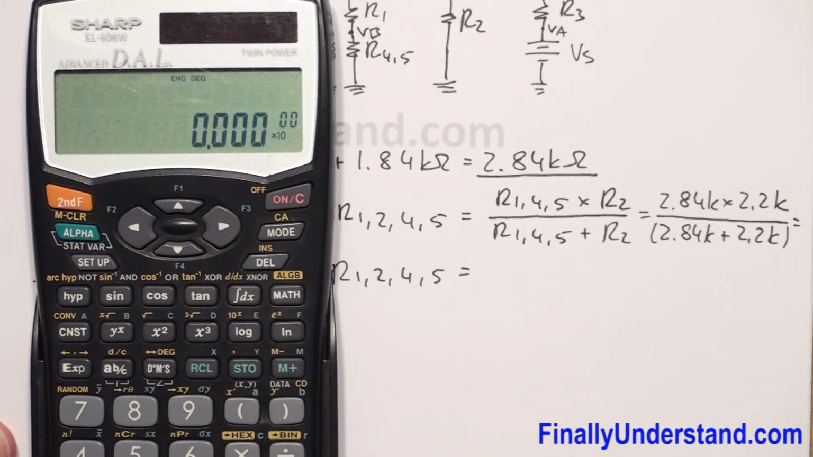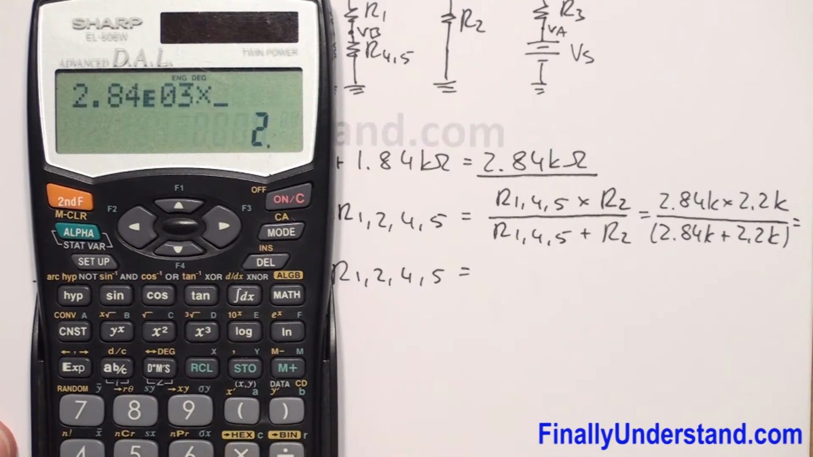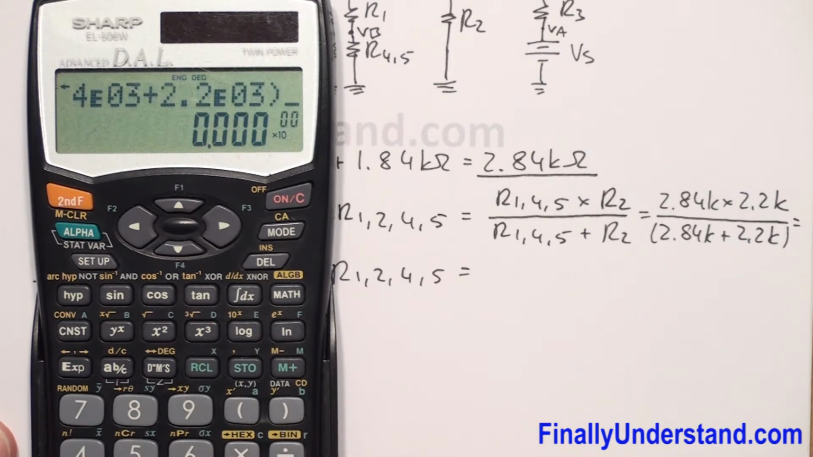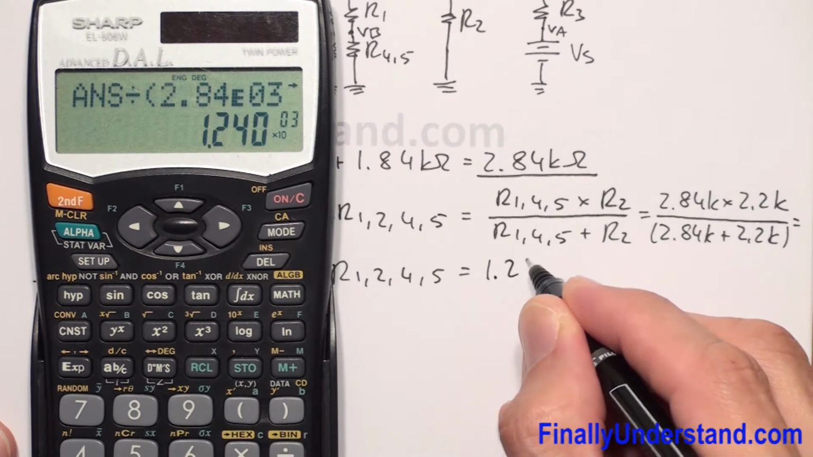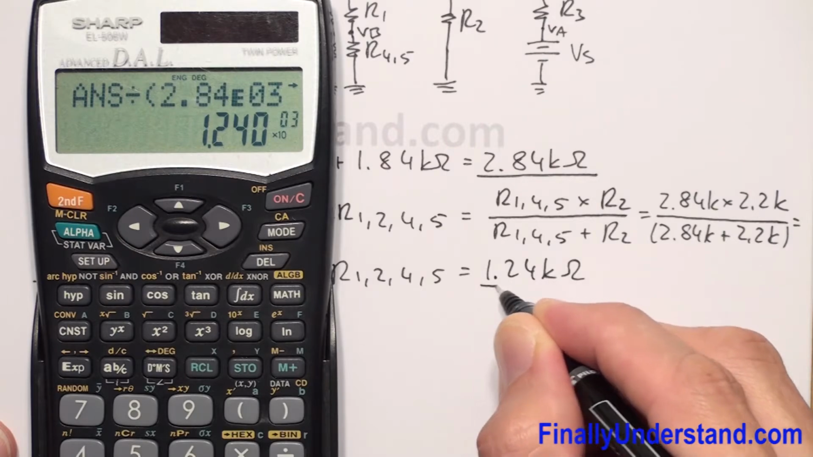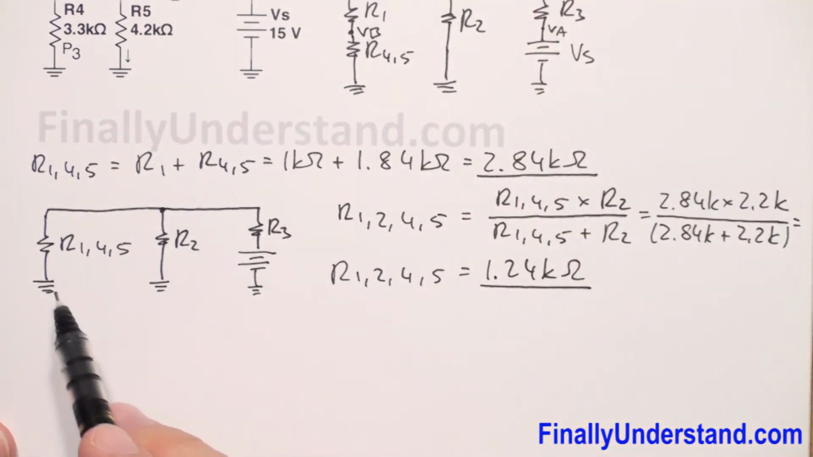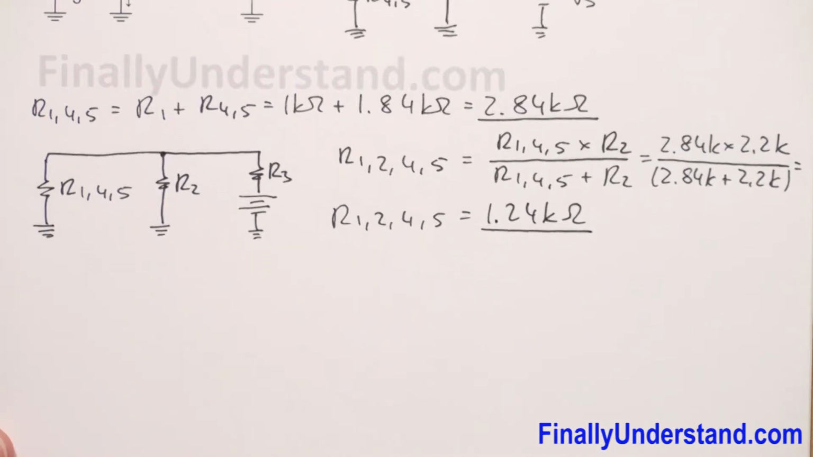So R1245 is equal, let's use the calculator again, and we have 2.84 exponent 3 times 2.2 exponent 3 equals, divided by open parenthesis 2.84 exponent 3 plus 2.2 exponent 3 close parenthesis equals, this is equal to 1.24 kilo ohms. So this is the total resistance of these two resistors together. Now I was supposed to find the entire total resistance.